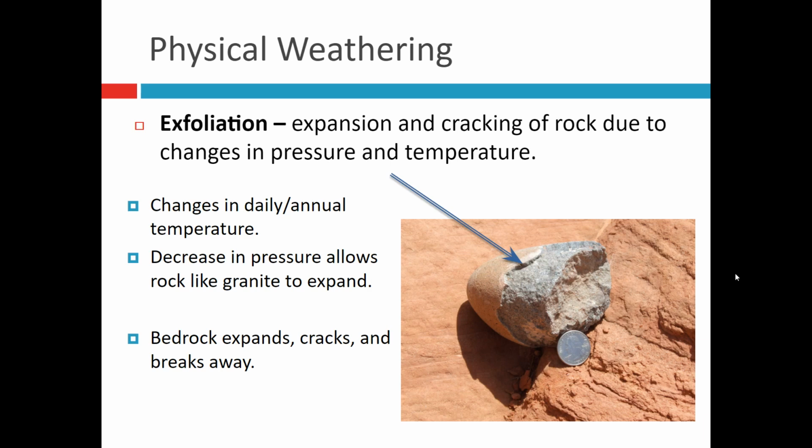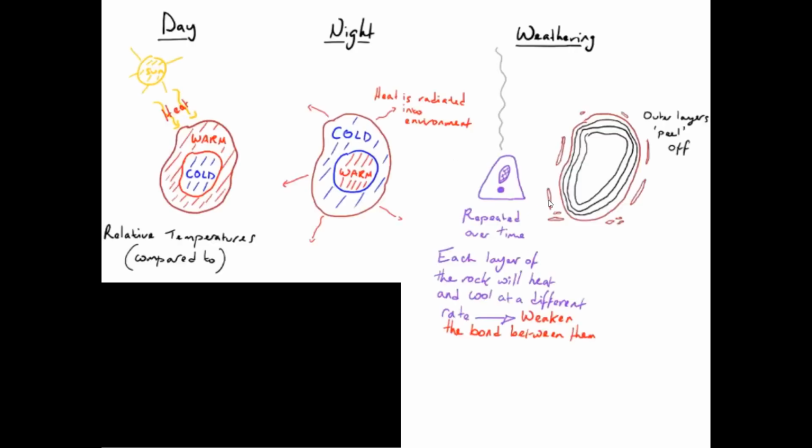And those changes in temperature are going to cause the rock to expand and contract, expand and contract regularly. And typically the outer surface of the rock will break away from the inside of the rock. And so it's exfoliating, it's breaking off those outer layers. You can see it's almost like an onion, right? It's got layers to it.